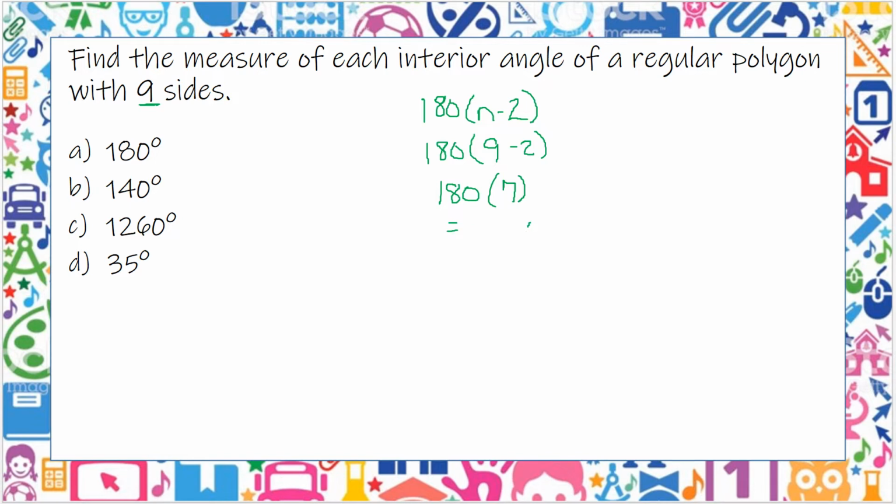So when I multiply that, 7 times 0 is 0. 7 times 8 is 56. 7 times 1 is 7, plus the 5 I carried from the 56 would be 1,260. But that's not our answer because it wants to know how much each interior angle is. There are 9 angles. So I'm going to say 1,260 divided by 9. So 9 goes into 12 one time with 3 left over.